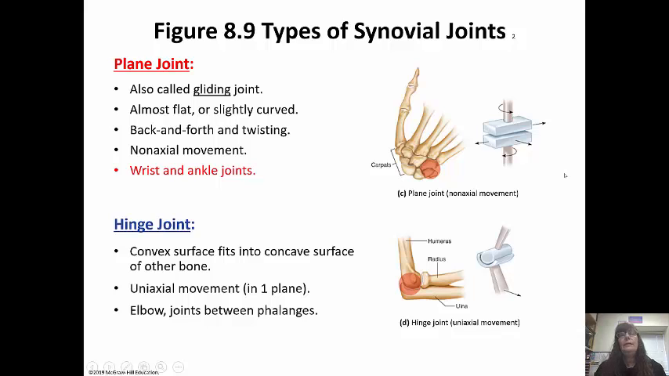The hinge joint is a convex surface that fits into a concave surface. It provides movement in one plane, so uniaxial movement. And the joints between the phalanges and our elbow is a hinge joint.